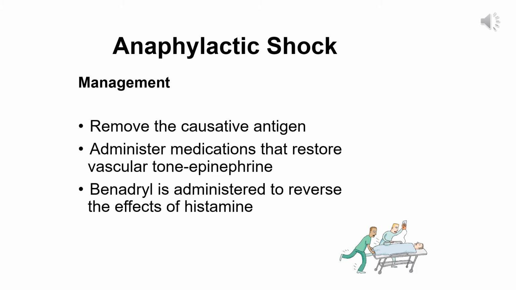Anaphylactic shock, as I talked about earlier, we want to remove that causative antigen. We want to give them medications to restore that vasomotor tone, which is epinephrine. And then we could give them antihistamines. Benadryl is an antihistamine that may be given sometimes. We also have other antihistamines that you may see given to these patients on a pretty regular basis. And we want to support their perfusion by giving them IV fluids if that's necessary to support their blood pressure.